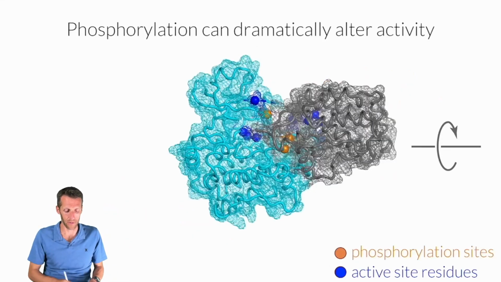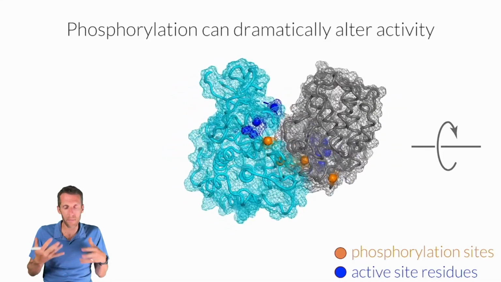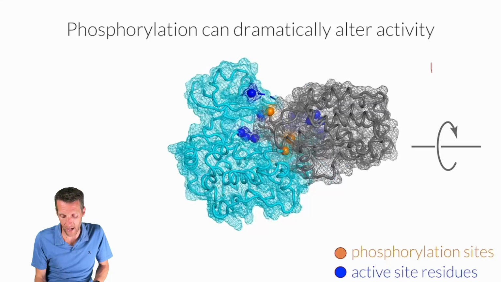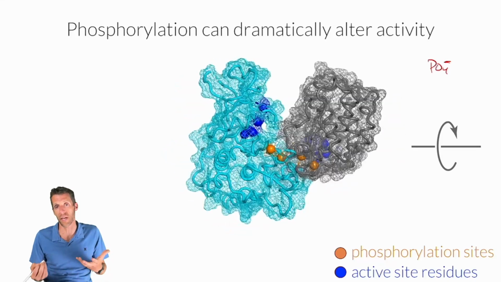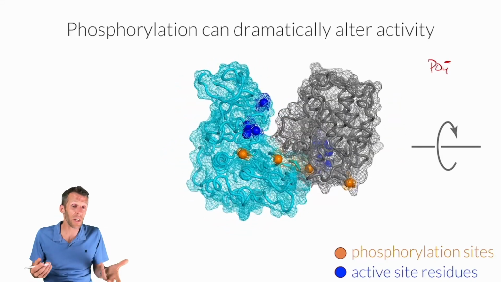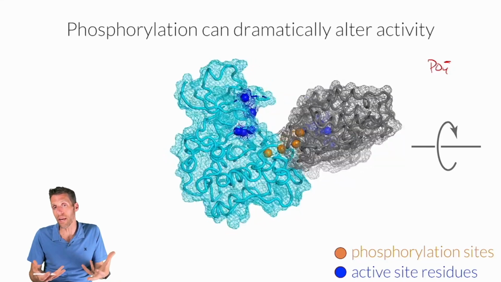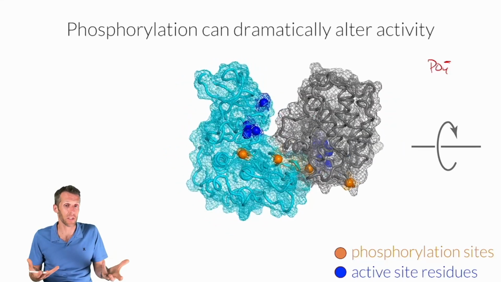All right, cool. Now, I'm using this phosphorylation thing. Just a quick reminder of what this means. It means we're sticking a PO4 minus onto particular residues, typically a serine or a threonine, sometimes a tyrosine. But when we phosphorylate an enzyme, it can dramatically change its activity.